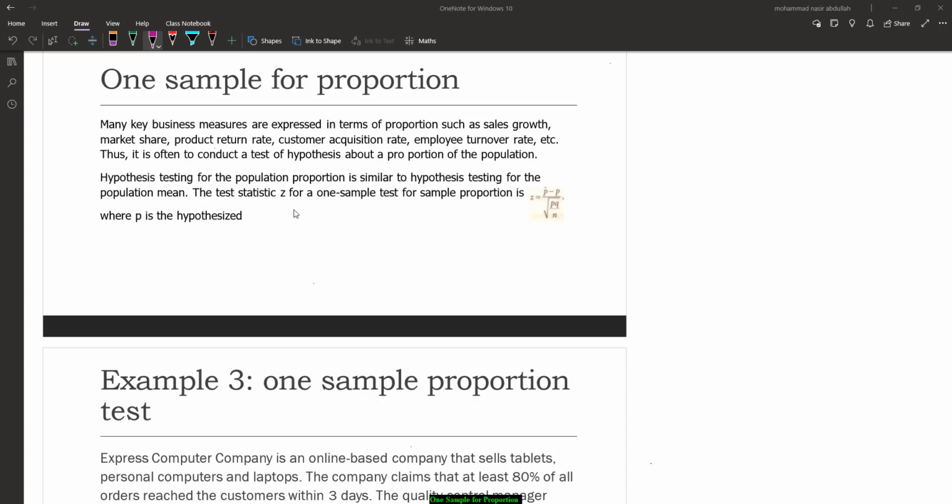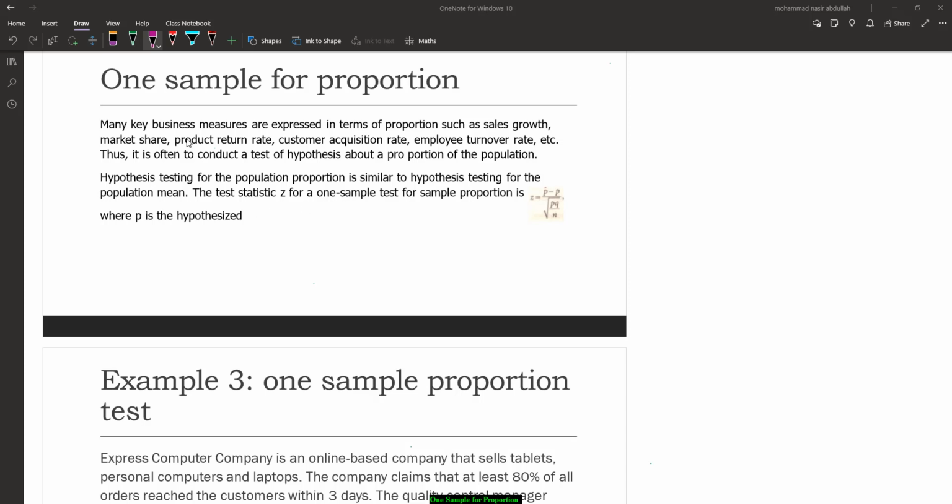So, one sample for proportion, MGT 555. We continue under statistical inference, chapter number 5. In this video we are looking into one sample for proportion.